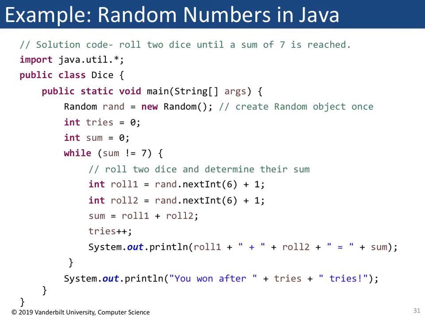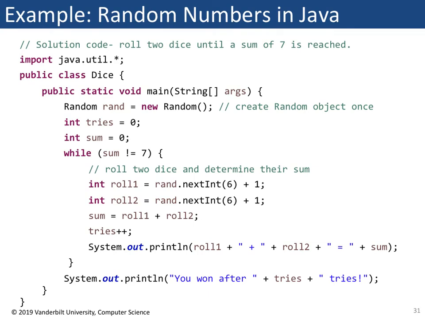So inside the loop, we'll also declare roll 1 and roll 2. Notice we can declare them inside the loop because we're not going to make use of roll 1 and roll 2 when we exit the loop. So roll 1 is going to be assigned the value which results from a die roll. And the way to simulate a die roll is to generate a random number between 1 and 6.